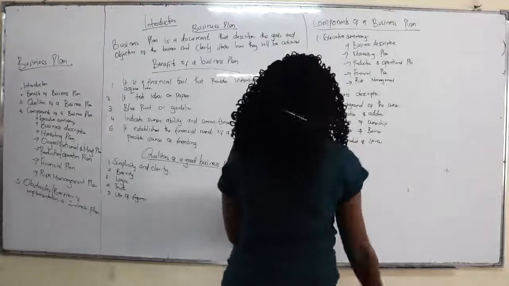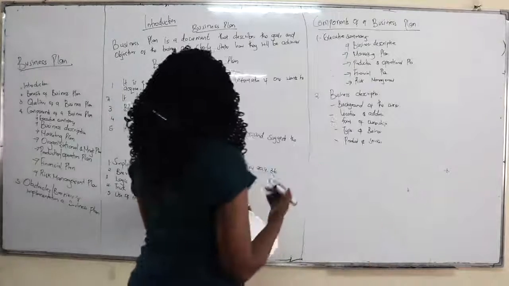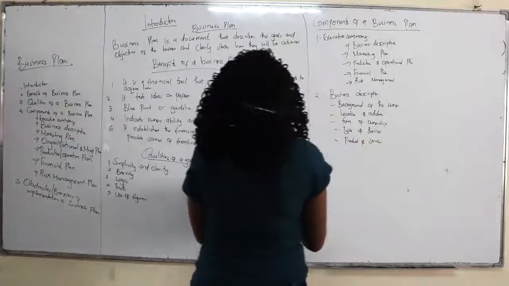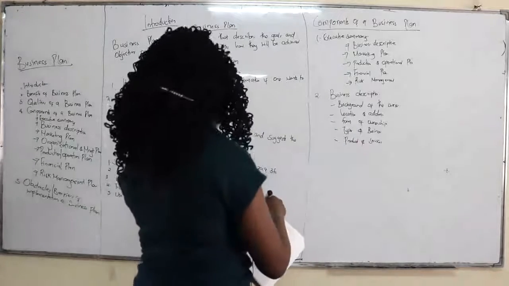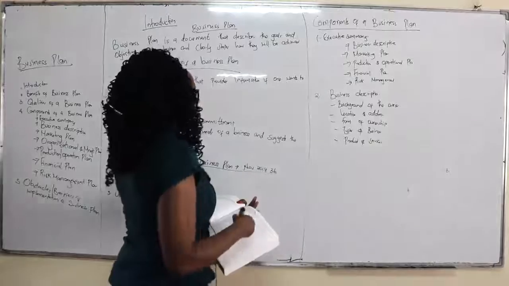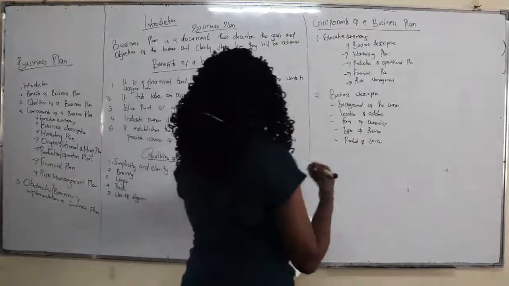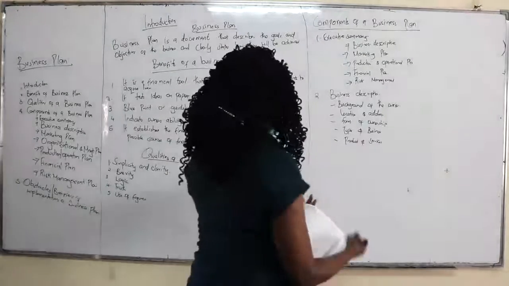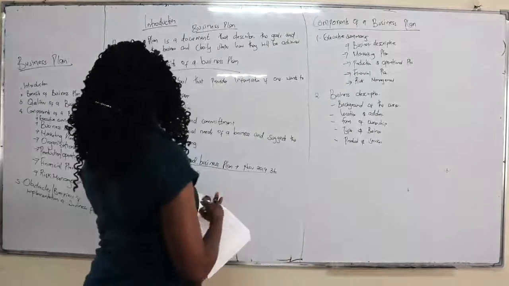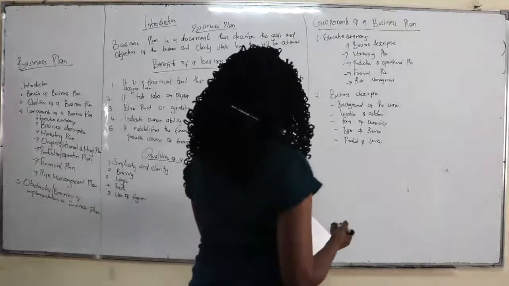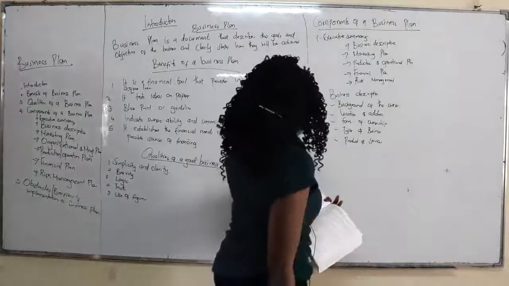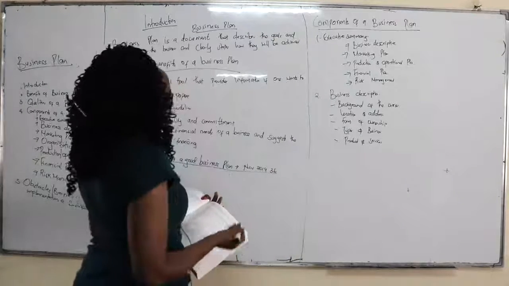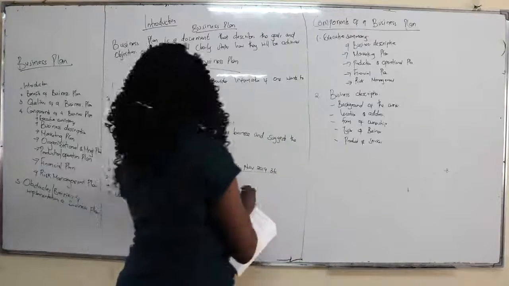Again, under the location and address, you want to know where the business is based. And under the form of business, you want to know if it is a joint venture, a partnership, a sole proprietorship, or a limited company. Also, under the type of business, we want to know if it is a startup or a continuing business. We also want to know which products and services this business is offering.